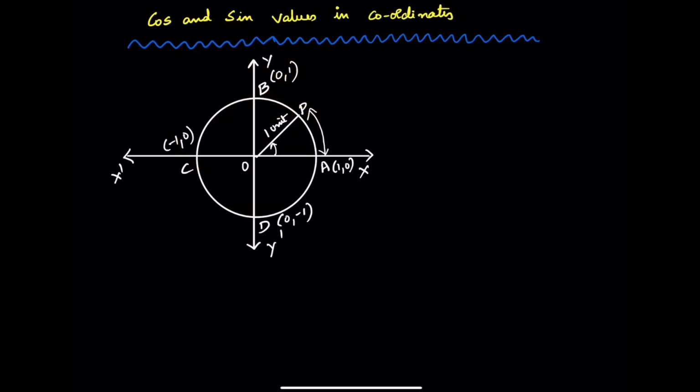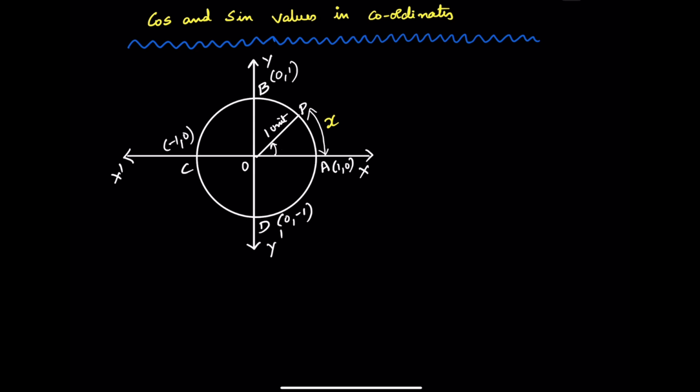Now let us try to understand how we can identify the values of sine and cos using coordinates. Let us consider a unit circle. When we say it's a unit circle, that means the radius is 1 unit. It can be 1 centimeter, 1 meter. It can be any unit of measurement. Let us mark a point P such that the length of the arc is x.